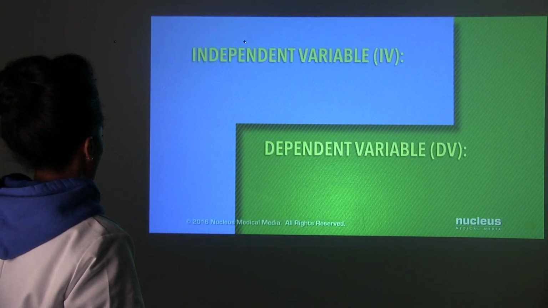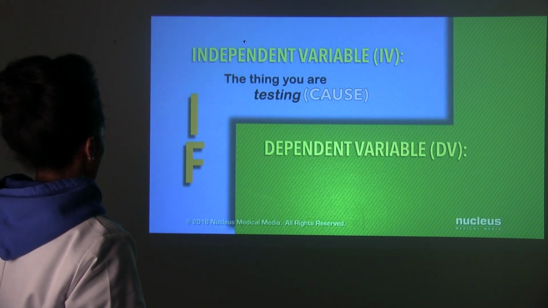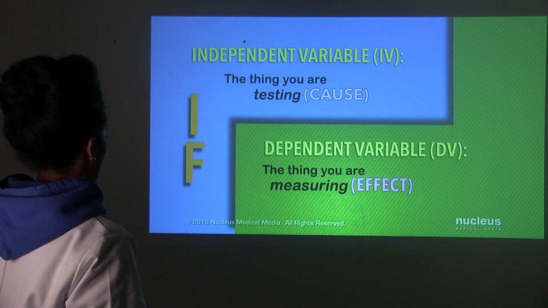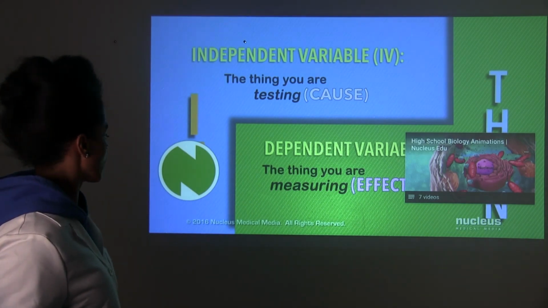So, to review, the independent variable is the thing that you're testing. Sometimes this is referred to as the cause in an experiment. It is also the if part of your hypothesis. The dependent variable, the thing you're measuring, is the effect. It is also the then part of your hypothesis.